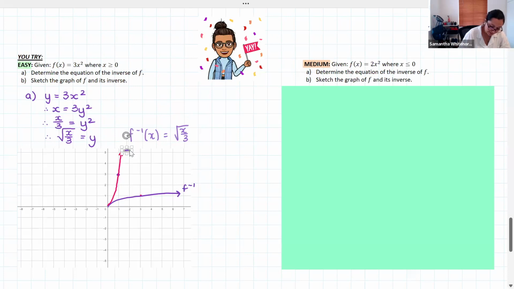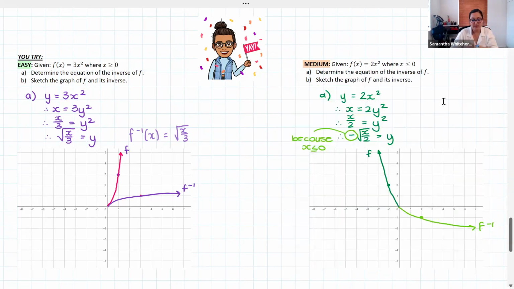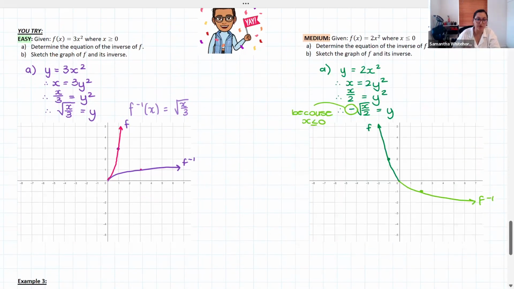Right. So those are your two functions. Use your function notation because it is a function, and that's it. You've sketched it, you found the equation, that's that. Right, when it comes to the second one, we just need to be mindful of the fact that we're talking about a restriction where x is less than or equal to 0.